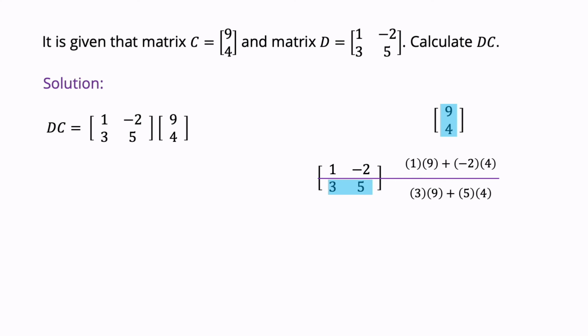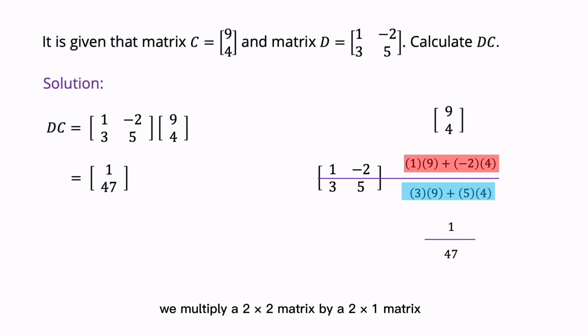The calculated results are 1 and 47. The matrix BC is 1 and 47. In this case, we multiply a 2 times 2 matrix by a 2 times 1 matrix and we get a 2 by 1 matrix as the result.